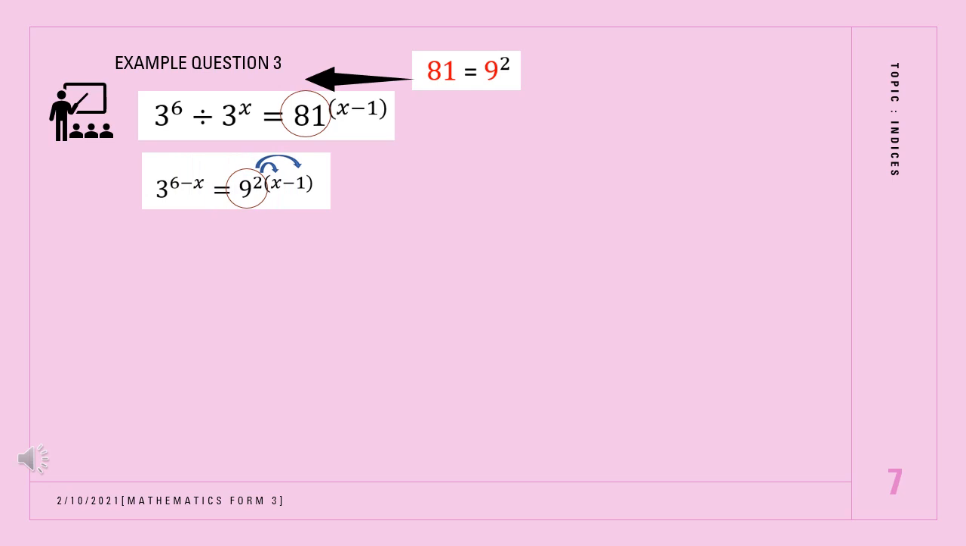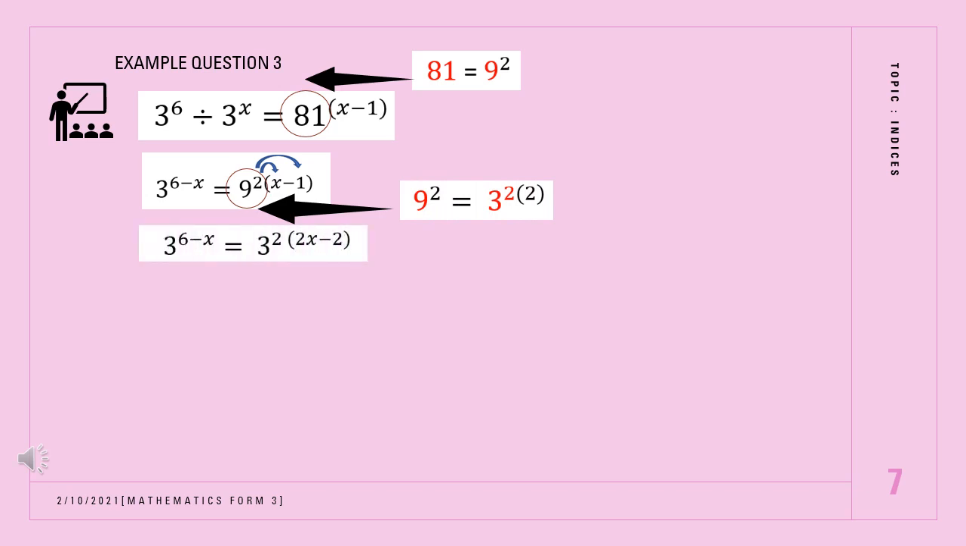Solution 3, you see the bracket is already multiplied with the 2 in bracket x minus 1. So the real answer is 3 power of 6 minus x equal to 3 power of 2 in bracket 2x minus 2. So you need to write the index only. 6 minus x equal to 2 in bracket 2x minus 2.